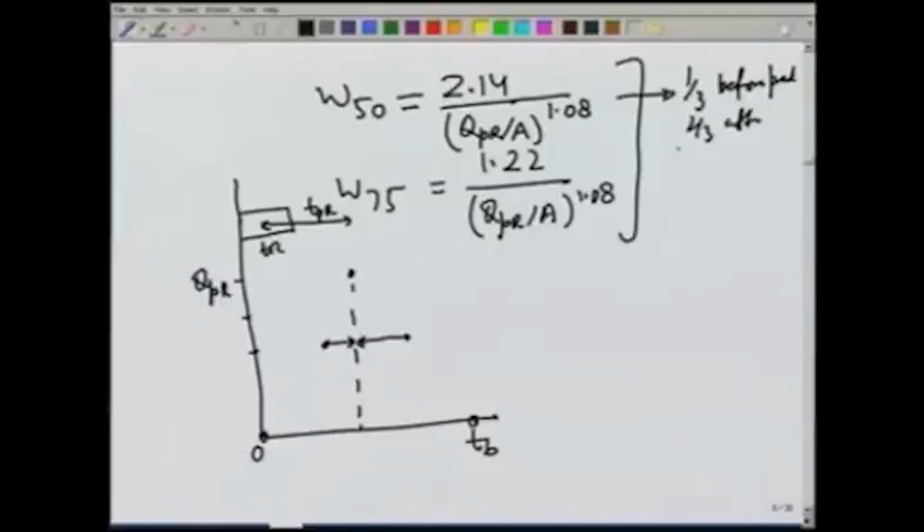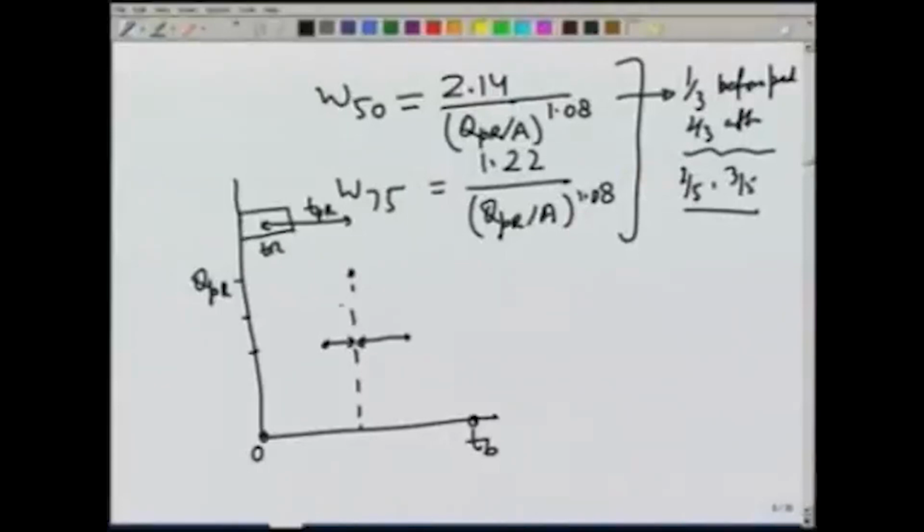Some of the other researchers have suggested 2/5 and 3/5. So, in a ratio of 2:3, some have suggested 1:2, some have suggested 2:3. So, once we know that, then we have these additional points, 2/3 here, 1/3 here. So, we have one point here, one point here, another point here, another point here, the base here. So, now we have 1, 2, 3, 4, 5, 6, 7 points, which we can join by a smooth curve and obtain the synthetic unit hydrograph.